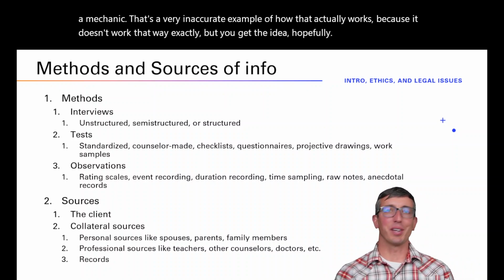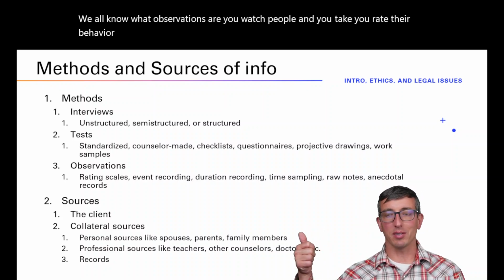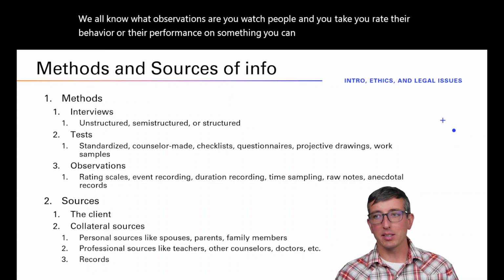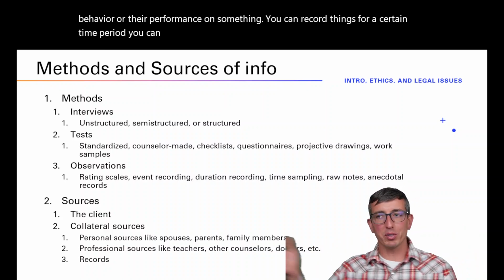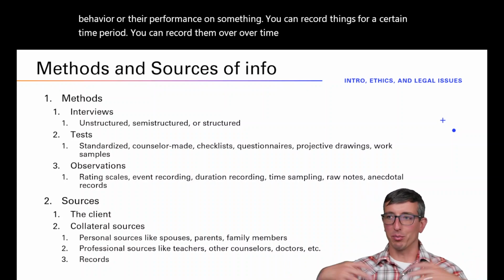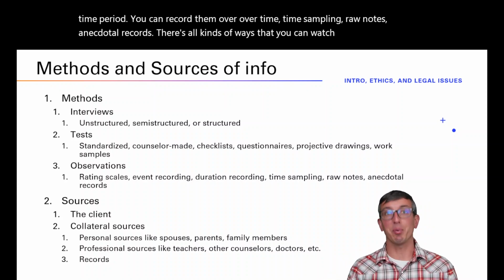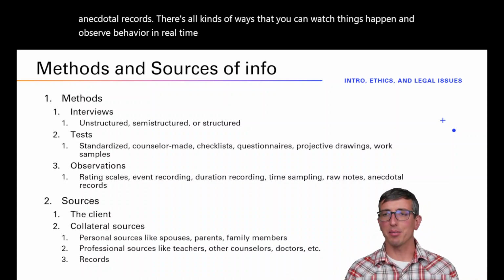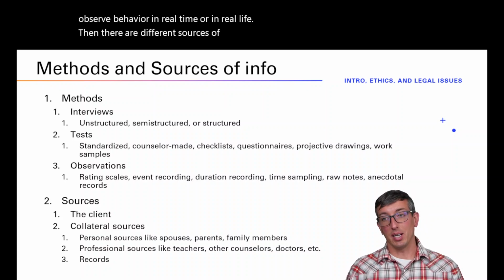We all know what observations are. You watch people and you rate their behavior or their performance on something. You can record things for a certain time period. You can record them over time. Time sampling, raw notes, anecdotal records. There's all kinds of ways that you can watch things happen and observe behavior in real time or in real life. Then there are different sources of information.